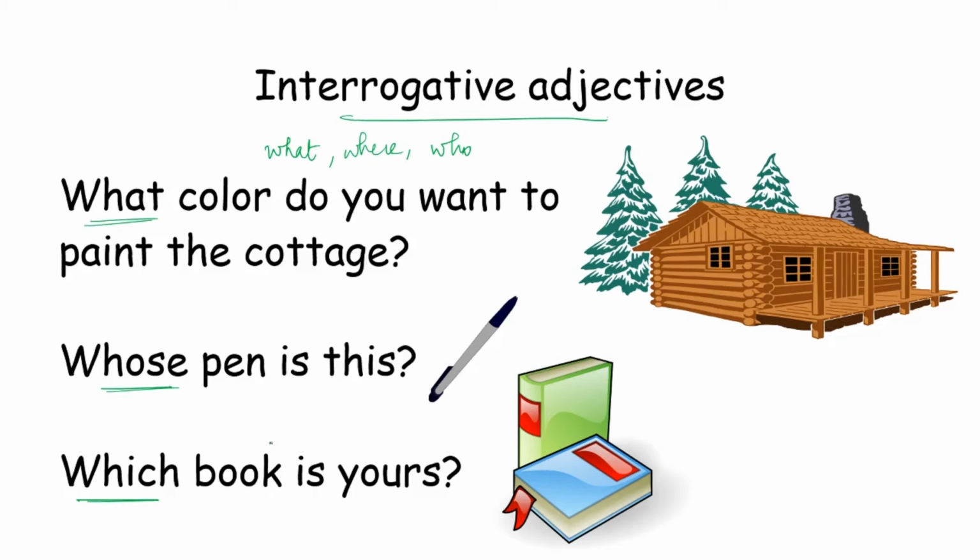And again, these interrogative adjectives are usually followed by the nouns. So color, pen, book, etc. are the nouns in the statement, and these words what, where, etc. are followed by the nouns. Not only nouns but also the pronouns.